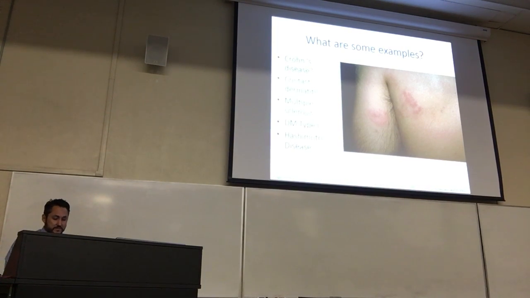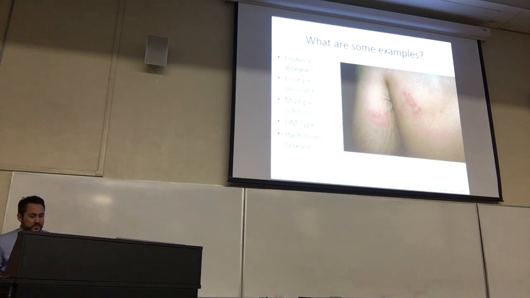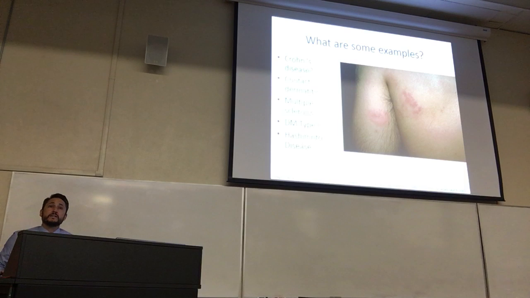Contact dermatitis. This is an exposure to certain types of allergens that are going to be stimulating and manufacturing T cells in order to cause that reaction, like what you would see with poison oak or poison ivy.